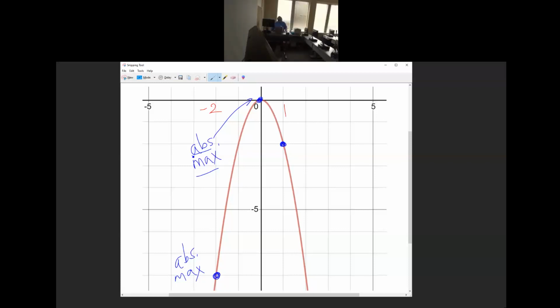So this is the only time you have to worry about absolute maximum or minimum points: when you are given a function and you are given a closed interval.